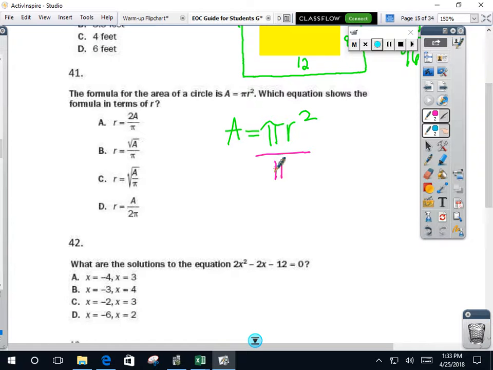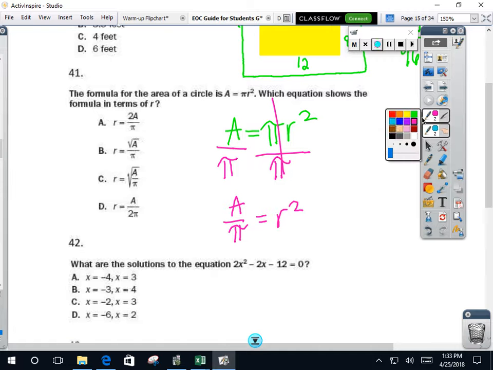Divide by pi. First you want to get the pi away from it, and it's being multiplied, so you divide it. So now we have A over pi equals r squared. And how do we get rid of the squared? Square root it. And so don't you just end up with r equals the square root of A over pi, which is choice C.